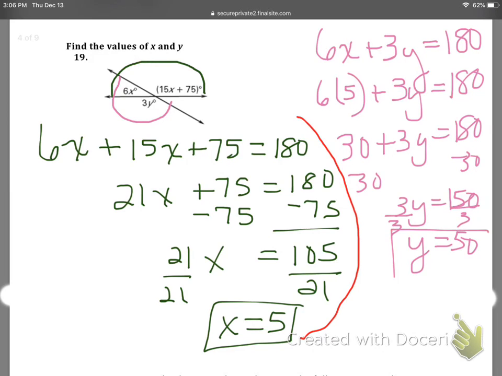All right, so now I have values for x and y. So if I plug them in, I'd be able to verify that I do indeed have angles that sum to 180 on the linear pair. So I'll leave that for you to do, and I'm going to go and set up problem number 20 next.